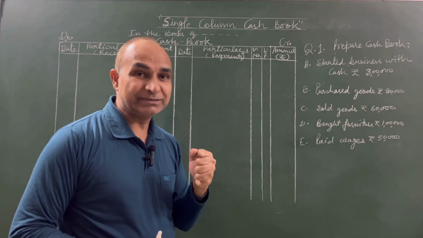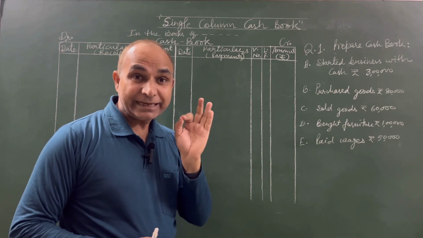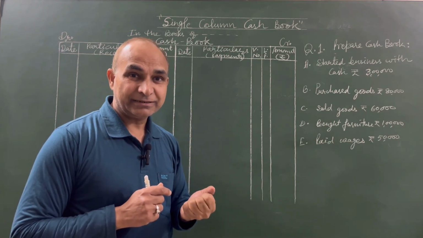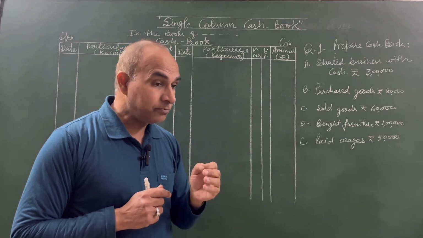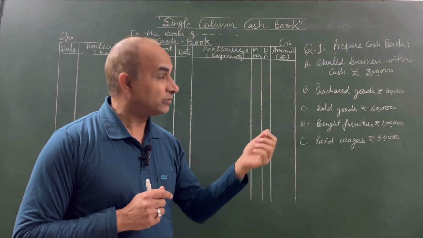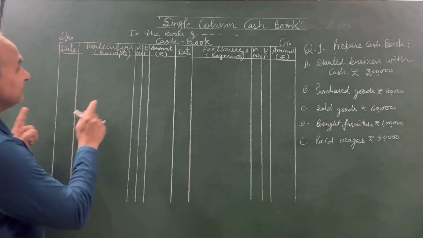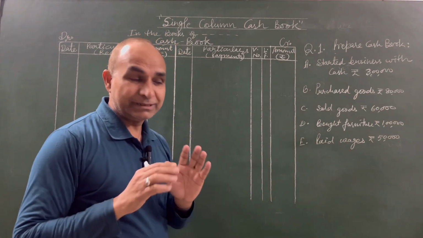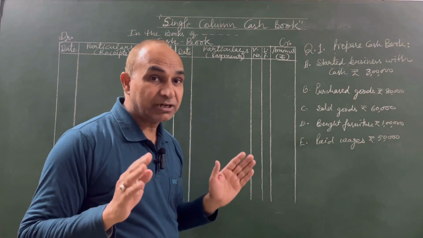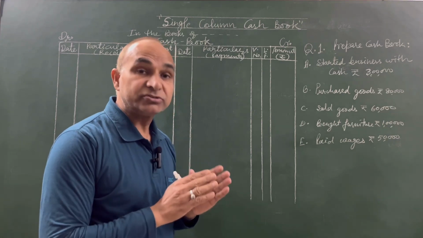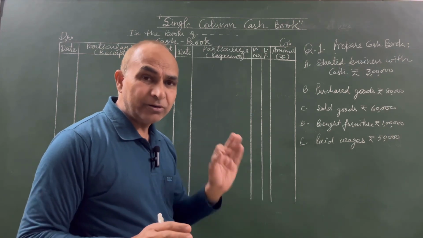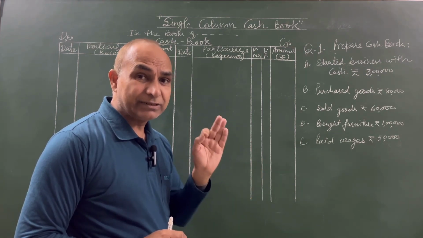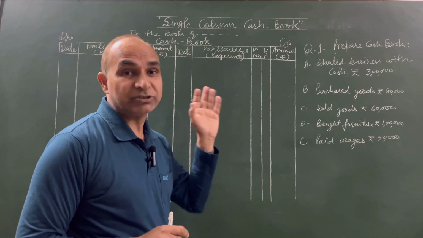And single column means the business deals in cash transactions only. Hard cash is accepted in terms of receipts and all payments are made in cash. So on each side there will be one column of cash, and that is the single column cash book. It means cheque transactions are not entertained, the transactions of discount are not recorded, only the cash receipts and the cash payments are recorded through single column cash book.